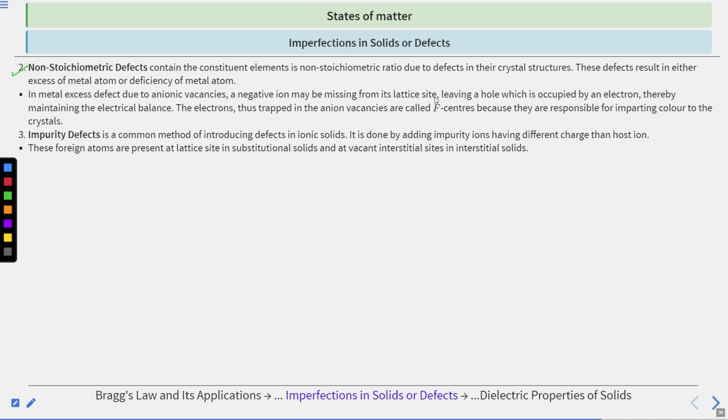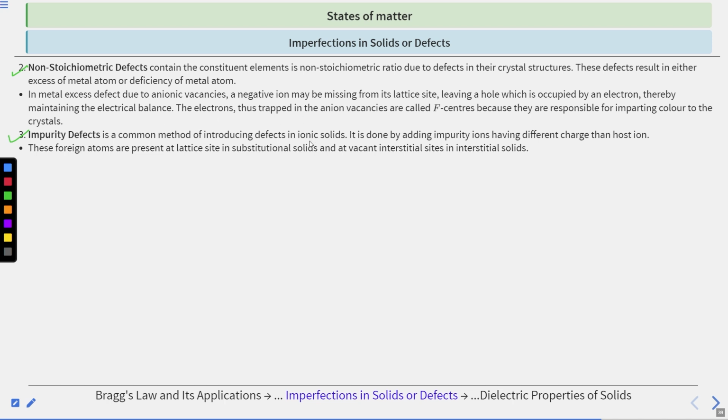A negative ion may be missing from its lattice site, leaving a hole which is occupied by an electron, thereby maintaining the electrical balance. Electrons thus trapped in the anion vacancies are called F centers because they are responsible for imparting color to the crystals.